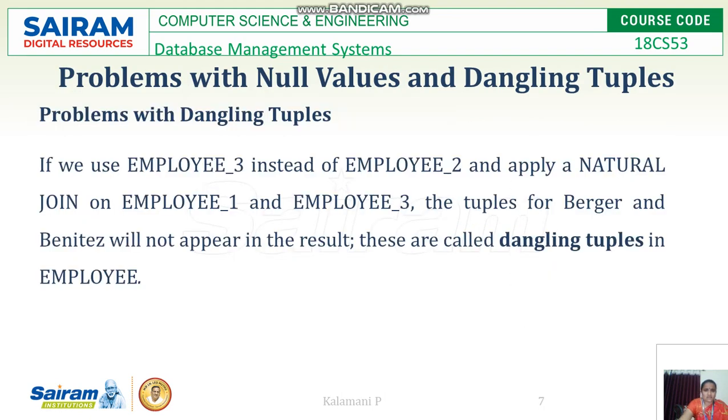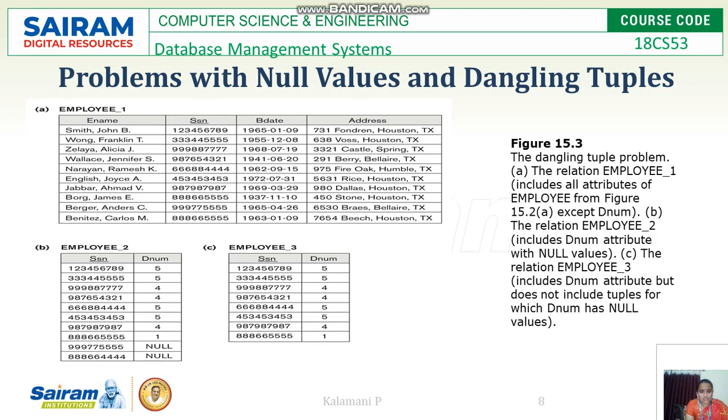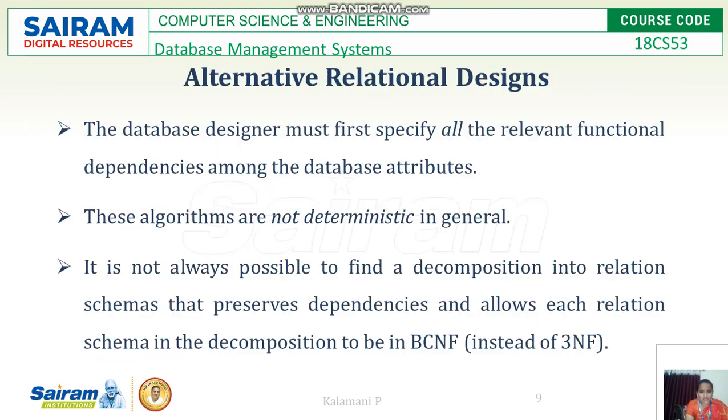So that is the thing: if we use employee 3 instead of employee 2 and apply natural join on employee 1 and employee 3, the tuples for Berger and Benitz will not appear in the result. These tuples are called dangling tuples in employee. Okay, this is the example we have seen here.